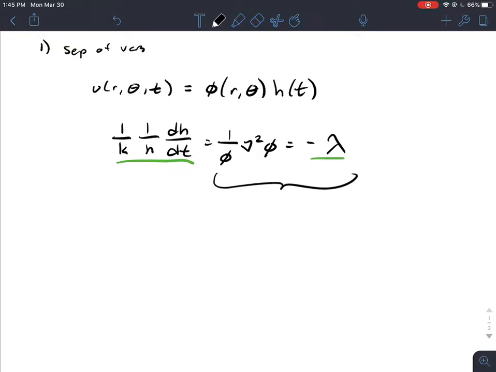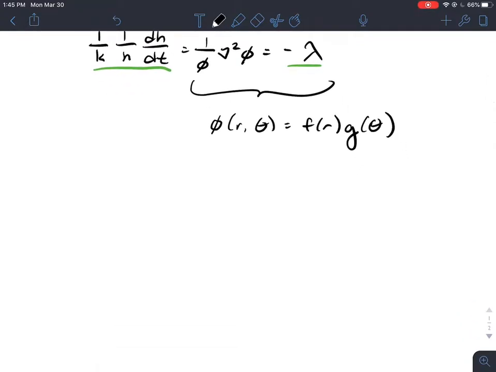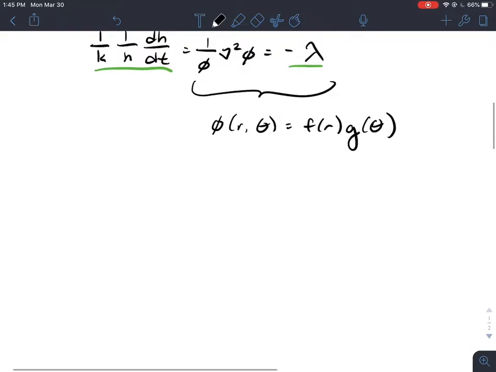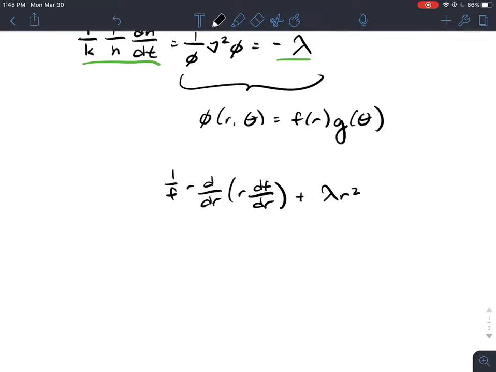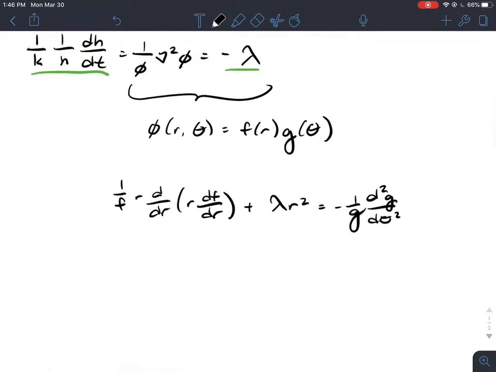So if we go down here now and we continue separating variables, let's call phi of r, theta a decomposition of f of r and g of theta. And what we should end up with is, if we expand out the Laplacian in polar coordinates and plug everything in appropriately for f and g, 1 over f, r d/dr of r df/dr, plus lambda r squared, is equal to negative 1 over g, d squared g d theta squared. Okay.